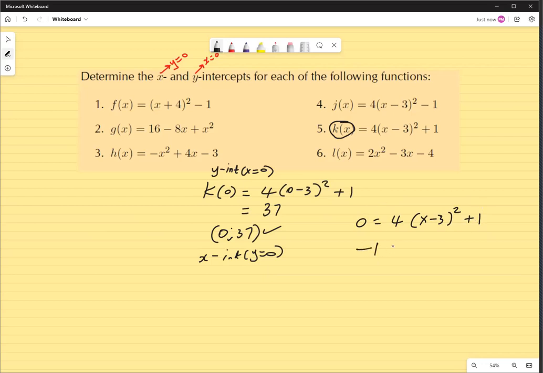So it's minus 1 equals 4(x - 3) squared, right? Then I have to divide by 4 on both sides, but I already see that there's no solution, and I'll show you why. This 4 cancels that. So you have negative 1 over 4 equals (x - 3) squared, right?